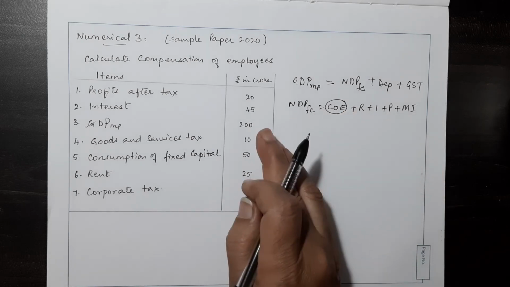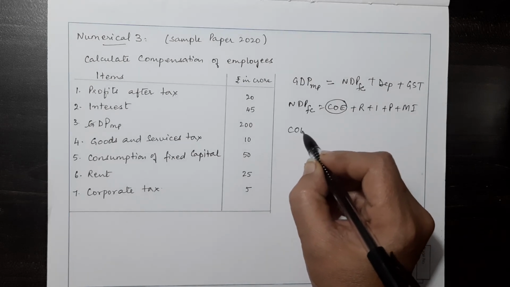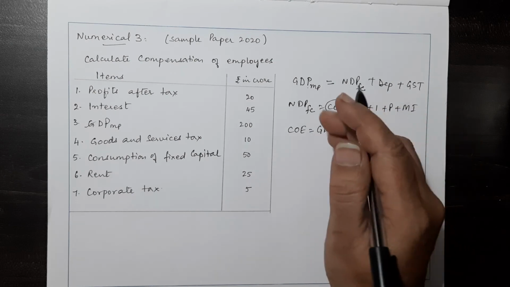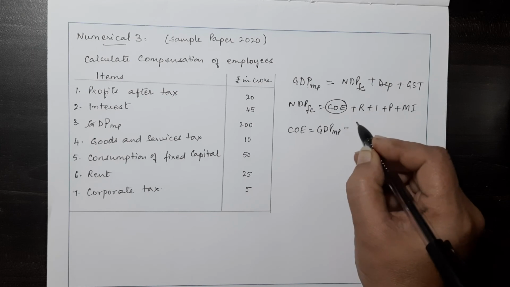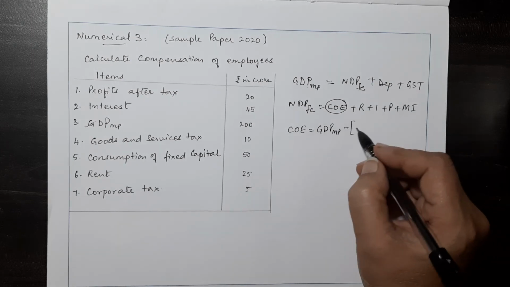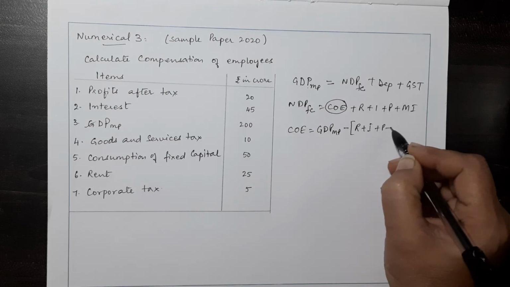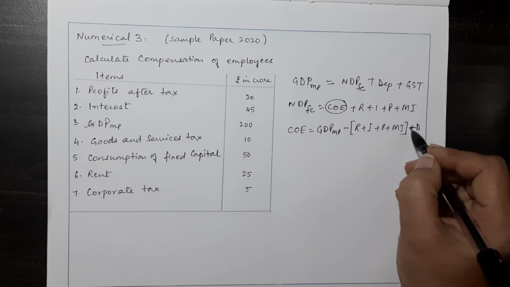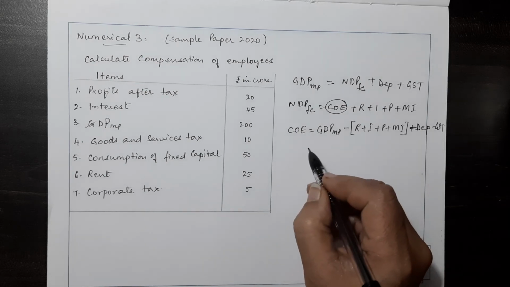So we'll put the COE on the left hand side to write the formula. So how do we write that? The compensation of employees will be equal to, now we know this GDPMP, and subtract everything from GDPMP. So GDPMP minus, we'll put it in bracket and add all those things: rent plus interest plus profit plus mixed income, okay, plus, so this is going on the left hand side, so minus depreciation minus GST, okay. So that will give us the answer.